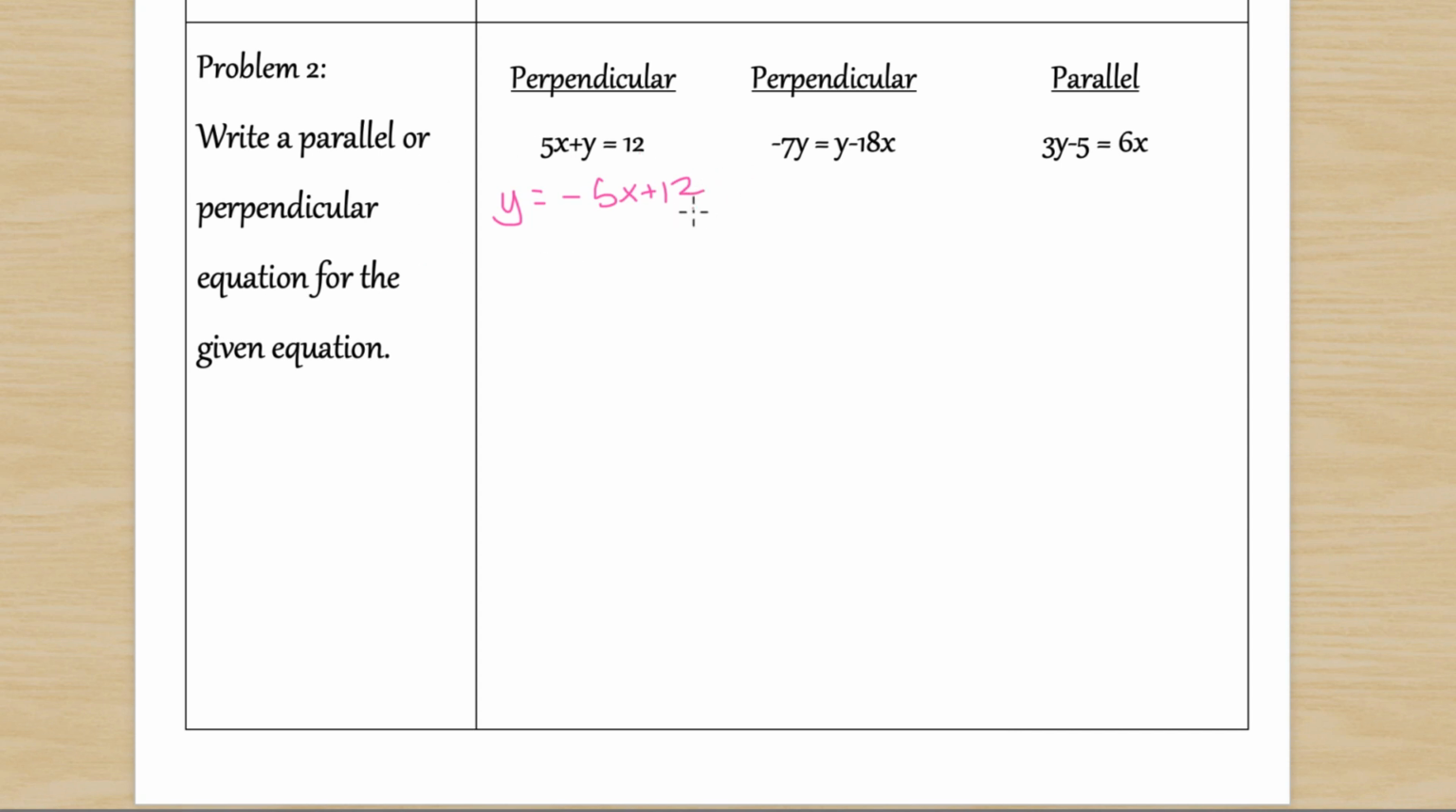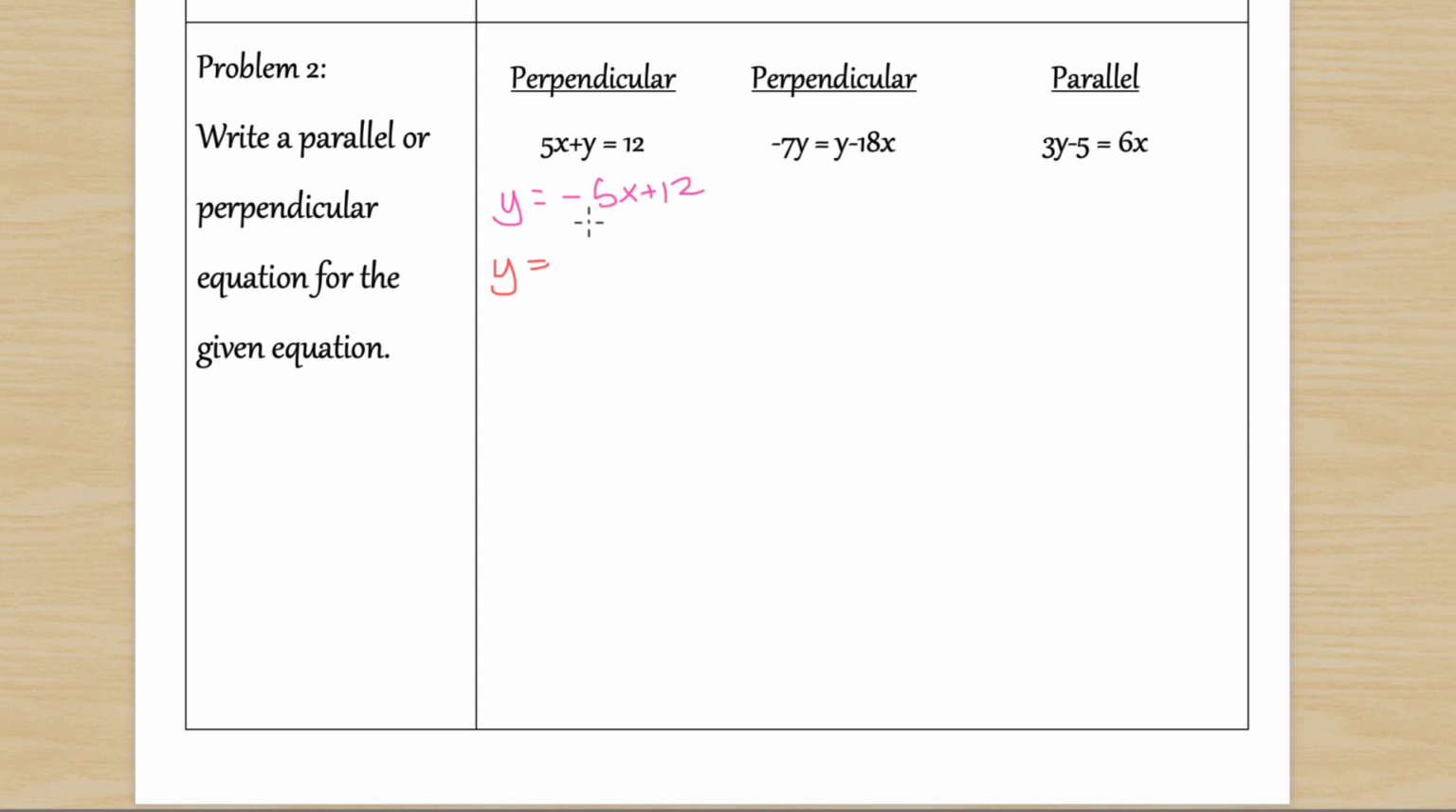So now that we have this in slope-intercept form, we can see that the slope for this is negative 5. So to convert this into a perpendicular equation, all we have to do is take the negative reciprocal of that slope. So we're going to start off with y is equal to, and then we're going to take the negative reciprocal of the slope. First thing we're going to want to do is switch the sign. So if it's negative, it becomes positive, and if it's positive, it becomes negative. So in this case, it's negative, so our slope here is going to be positive.